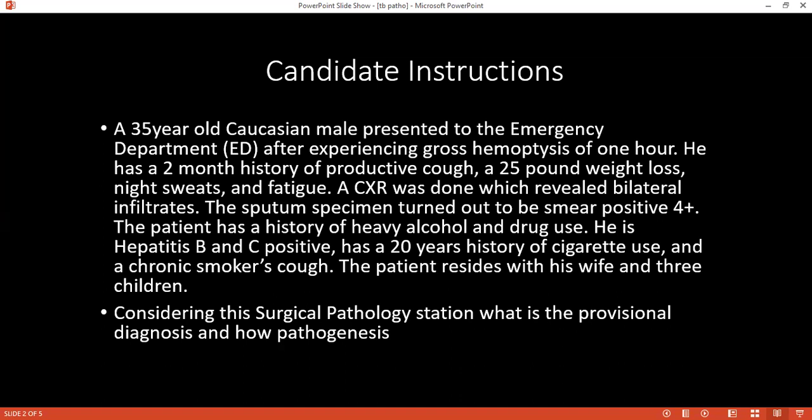Can you tell me why confirming tuberculosis could be a public health concern? So it is highly infectious, spread by cough and sneezing. So it can be a public health concern. All right, we'll come back to this later.